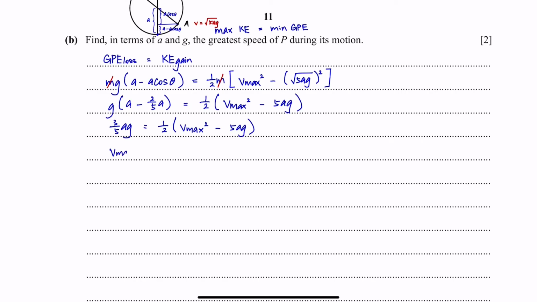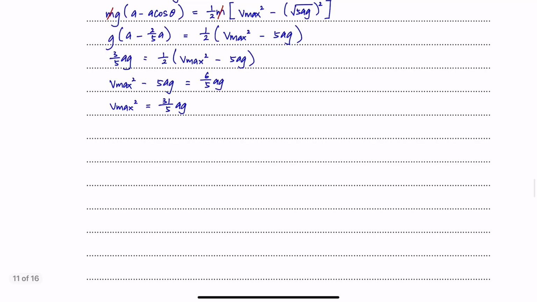So v max squared minus 5ag would be equal to 6 over 5 ag, and v max squared equals 31 over 5 ag, and v max equals root of 31 over 5 ag. So this would be the greatest speed of P.